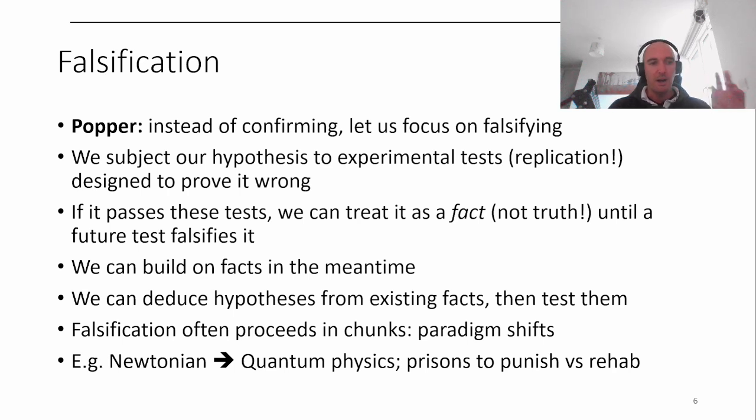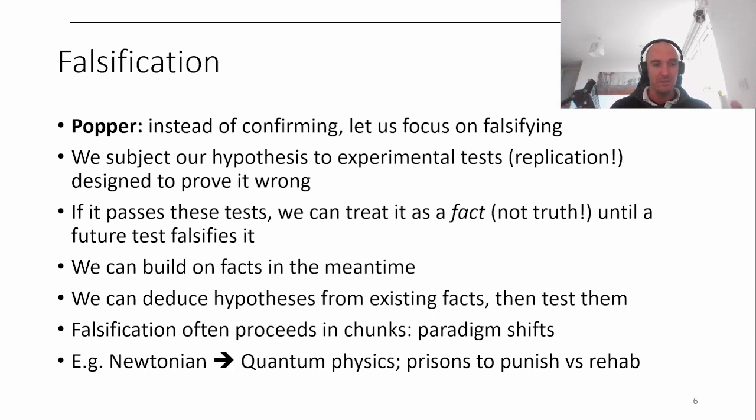And if our hypothesis survives these tests that are designed to falsify it, so the point of the experiment is not to prove that something is true, it's to prove that something is false. Right? If you try really hard to show that it's false and it still appears to be true, then we have good grounds to treat this hypothesis as a fact, not as truth, as a fact.